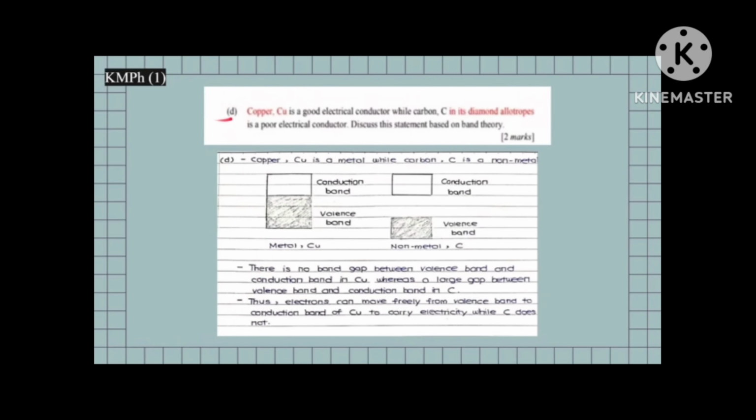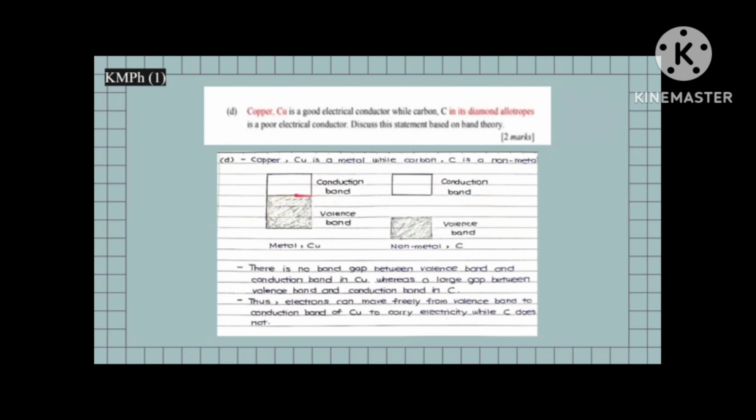So this is quite the last question. Question D. Copper, Cu, is a good electrical conductor, while carbon, C, in its diamond allotrope is a poor electrical conductor. Discuss this statement based on band theory. 2 marks. We can explain it as copper is a metal while carbon is a non-metal, and then we can draw to explain more.